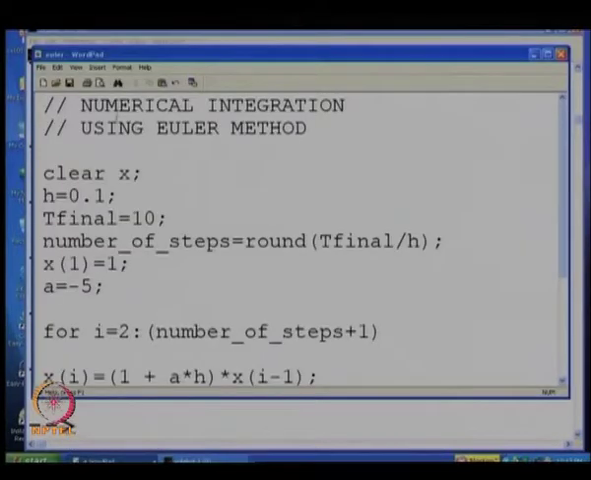So, we shall study numerical integration using Euler method. What we will do is, this is the variable x, we start with a clean slate, we clear this variable. Let us say that a is equal to minus 5. Is it a stable system or an unstable system? It is a stable system, because x dot is equal to a x. If a is a negative real number, you will find that the system is actually stable. Now, let us try to integrate the system x dot is equal to a x using Euler method. For that, I should define what my time step is. Let us say right now I choose the time step h is equal to 0.1.